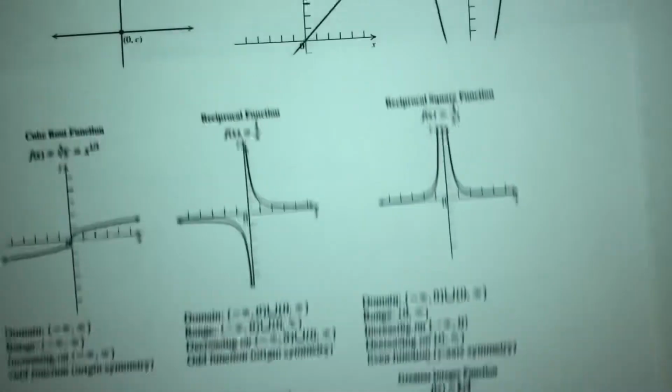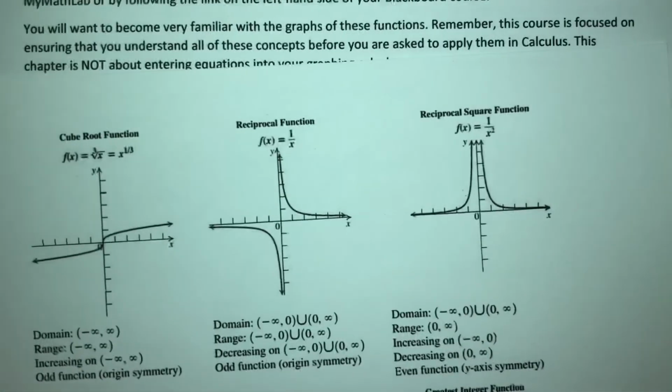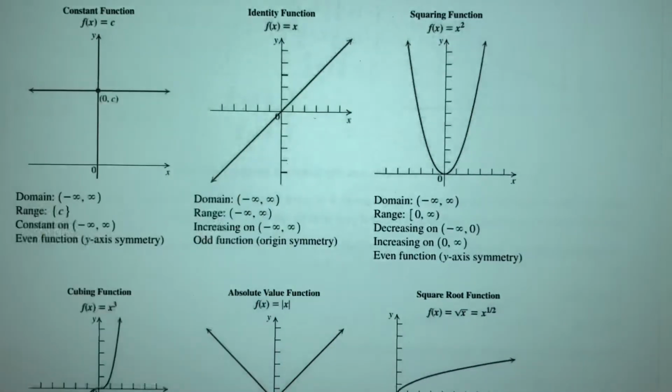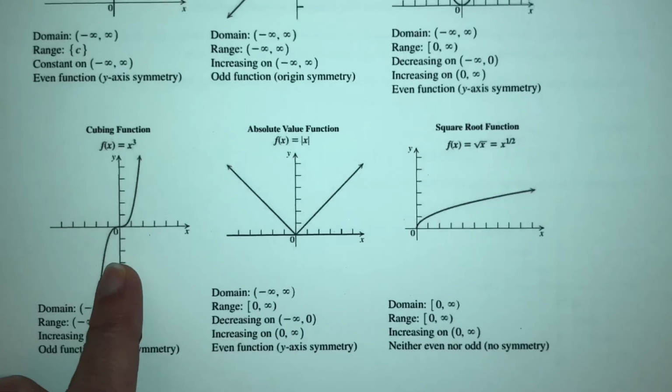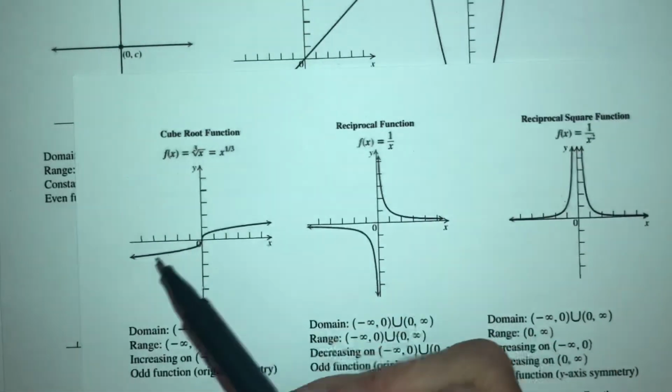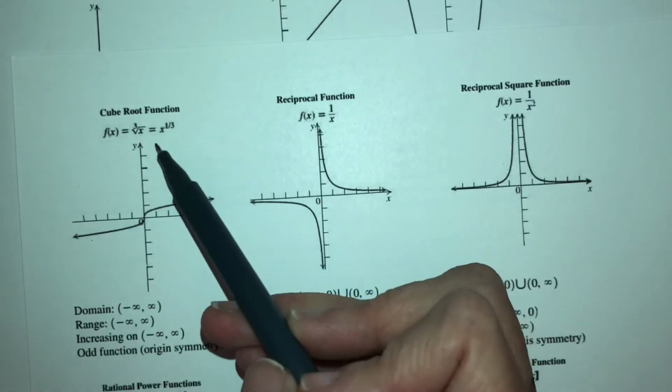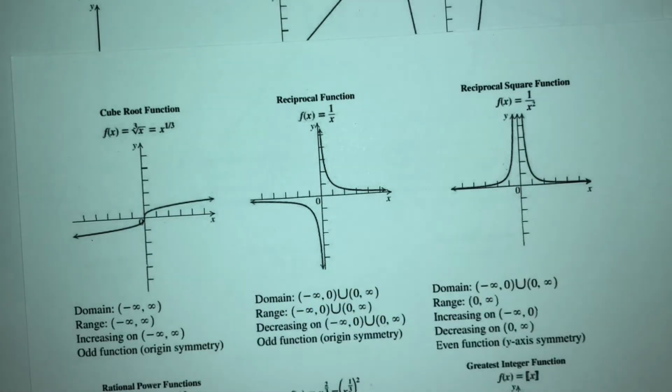We have the cube root function, which similarly to this, where you turn it on its side, if you turn the cube root function on its side, you get this. Okay. Now, since we are allowed to take cube roots or any odd root of a negative number, we don't have any restrictions on the domain or range. And it is an odd function.